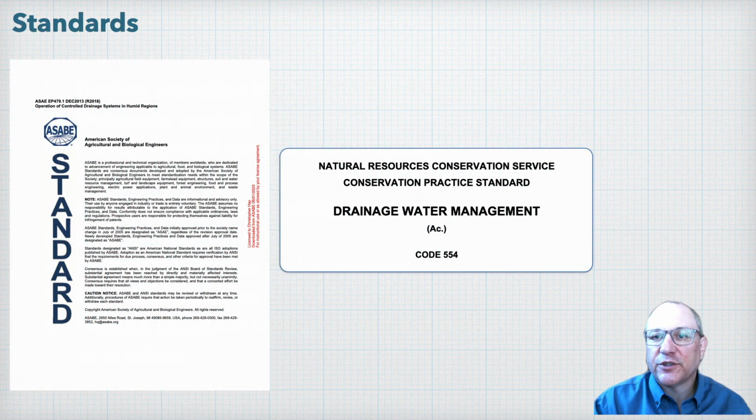A couple of standards to be aware of, and then for additional information on controlled drainage design are the ASABE, or American Society of Agricultural and Biological Engineers, EP 479.1, which is Operation of Controlled Drainage Systems in Humid Regions, and then the USDA NRCS 554 Drainage Water Management Conservation Practice Standard.